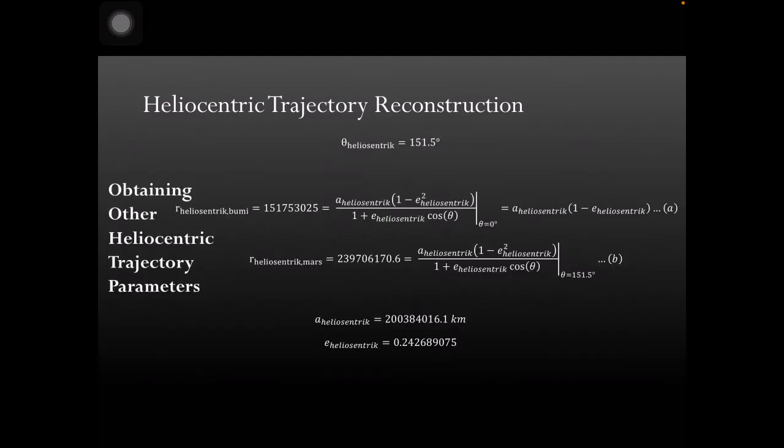Then, theta heliocentric is defined as the angle of Earth when the MRO escapes Earth's orbit, and of Mars when the MRO arrives at its orbit. And then, using the orbit trajectory equation, equations A and B can be obtained, which will be used to calculate the semi-major axis and eccentricity of the heliocentric trajectory by simultaneously solving the two equations.